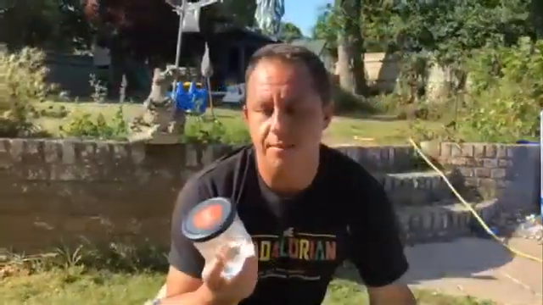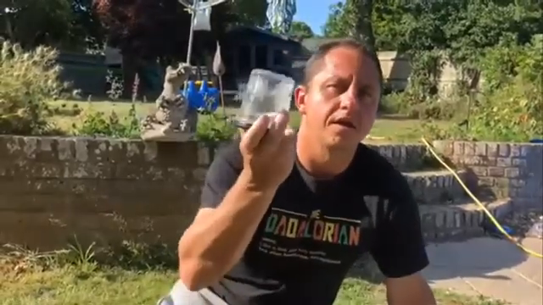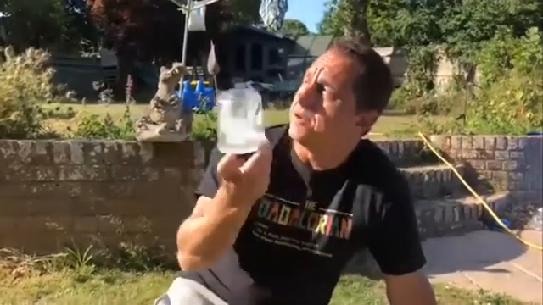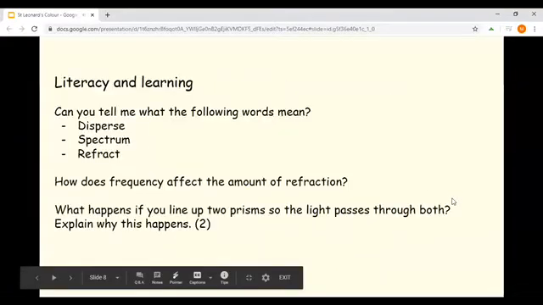Okay, so year 8, give it a go. Go get a jar or a glass, half fill it with water. You don't have to use the sun, you can use a torch. Shine it through it, use refraction to create your own rainbow. Give it a go. Okay guys, so hopefully you'll have a go at that.